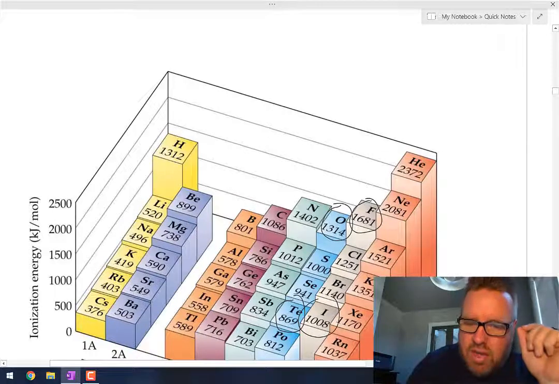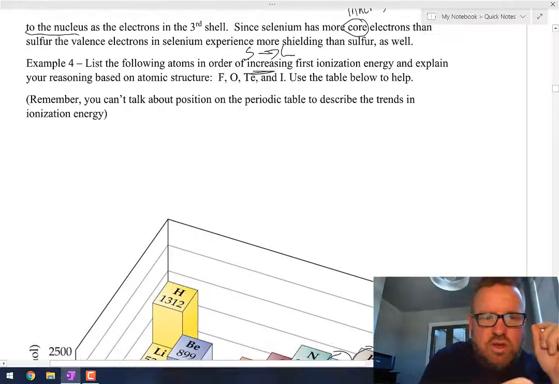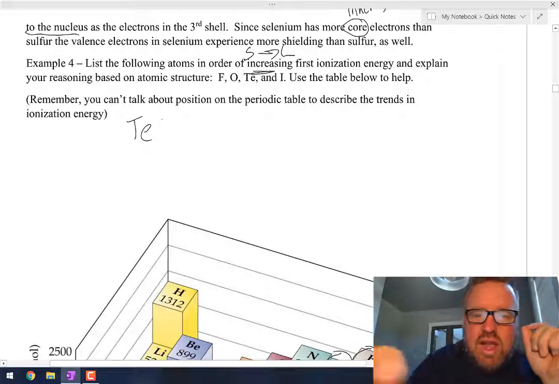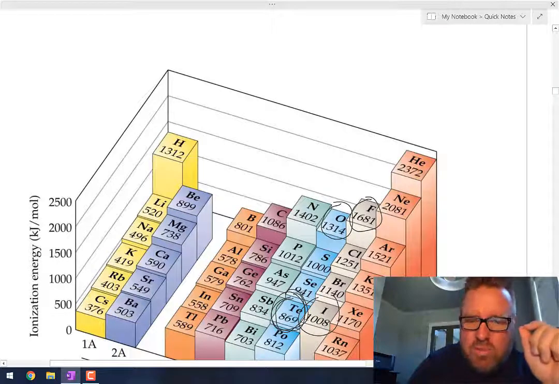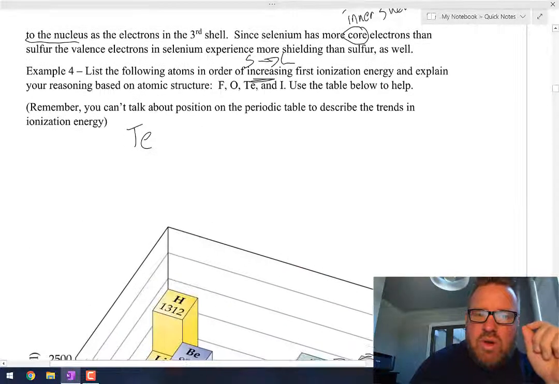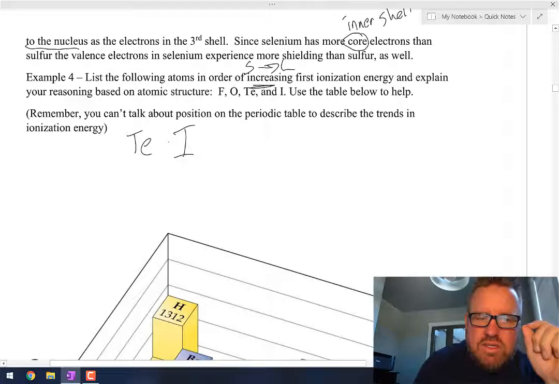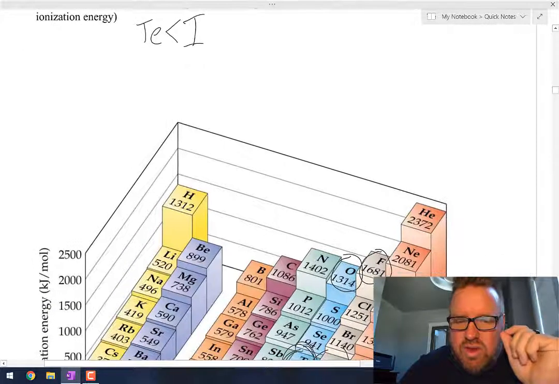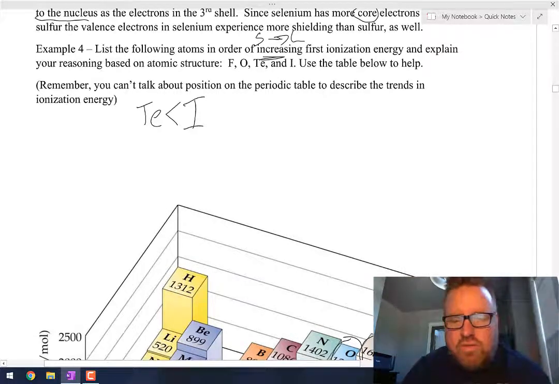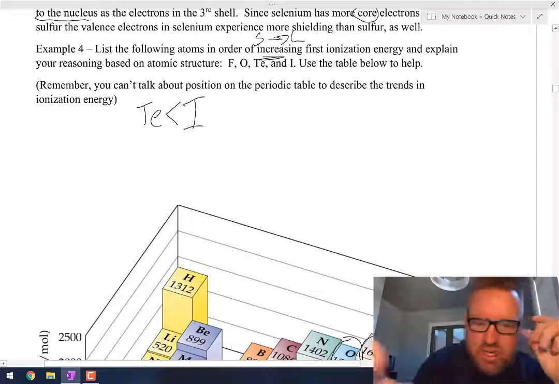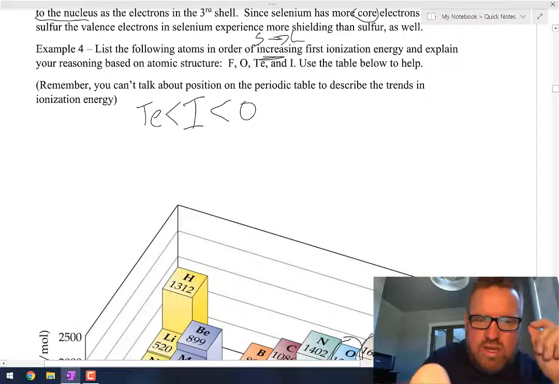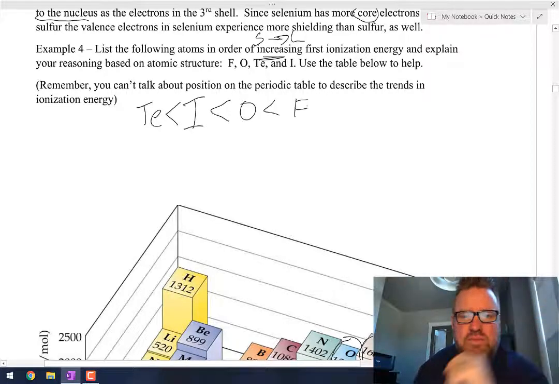So which of those is the farthest to the left and the farthest down? Certainly tellurium. And look at the numbers. Our numbers support that answer. So tellurium would have the smallest ionization energy. Okay, and now we go a little bit to the right, but we're still way down the periodic table. So iodine would be next. So iodine has a greater first ionization energy than tellurium. And then we go up to oxygen and fluorine. Again, fluorine's farther to the right, so it has the greater ionization energy. So oxygen would be next, and then fluorine would be last. Okay?